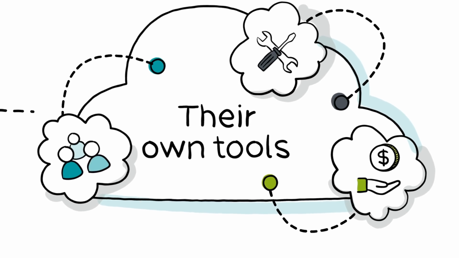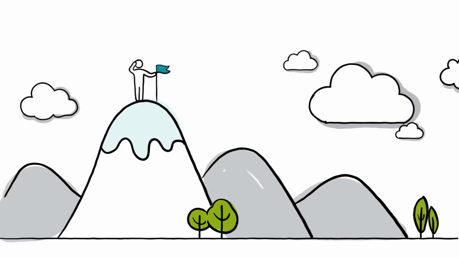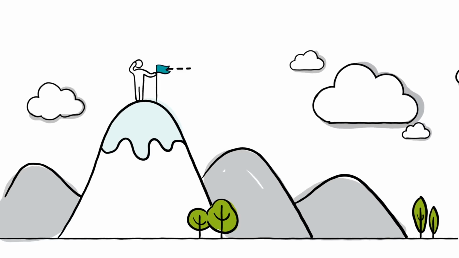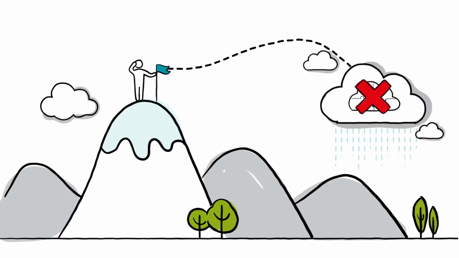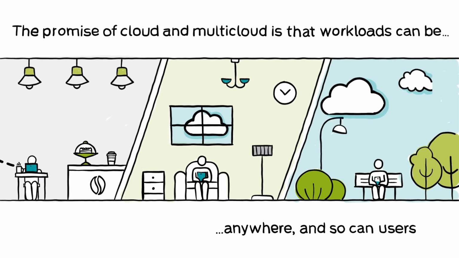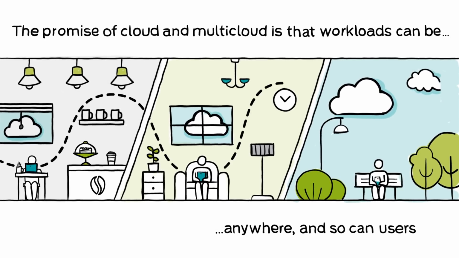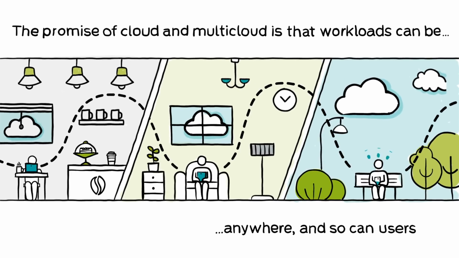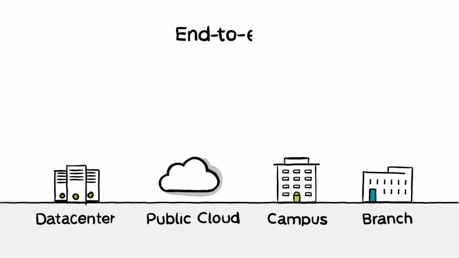Now, to be clear, this was the only way to build a large distributed network for a global enterprise. So IT teams have done exactly what they needed to do. But as we stand on the precipice of cloud, that containment strategy is no longer valid. The entire promise of cloud and multi-cloud is that workloads can be anywhere, users can be anywhere, and that means that those resources need to be managed as a cohesive set of resources with operations and visibility that extend end-to-end across the enterprise. This means that operating in a multi-cloud environment necessarily extends end-to-end.